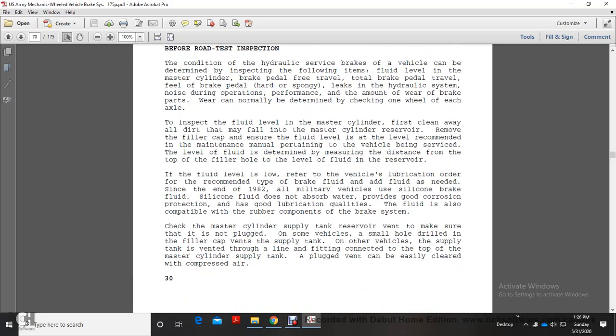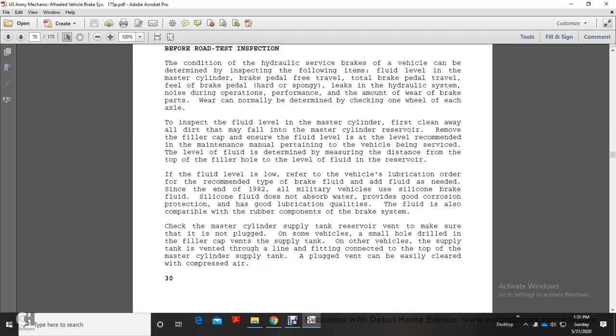If the fluid level is low, refer to the vehicle's lubrication order for the recommended type of brake fluid. If fluid is needed, since 1982 all military vehicles use silicone brake fluid. Silicone fluid does not absorb water. It provides good corrosion protection and good lubrication quality. The fluid is also compatible with the rubber components of the braking system.